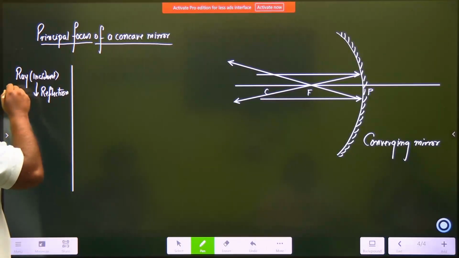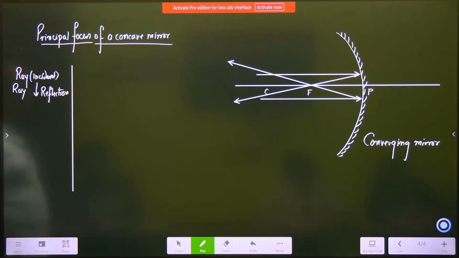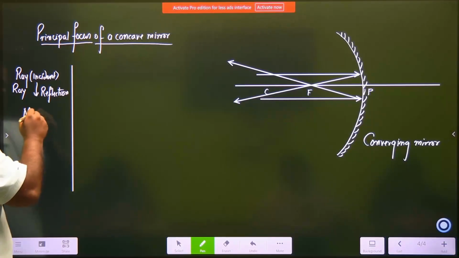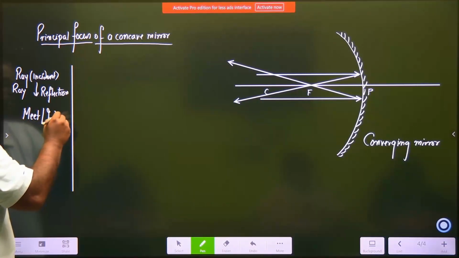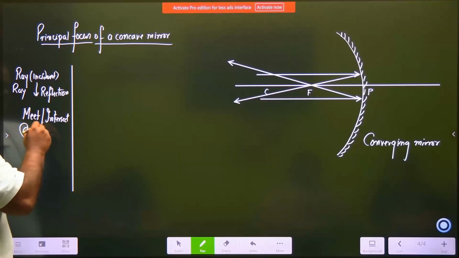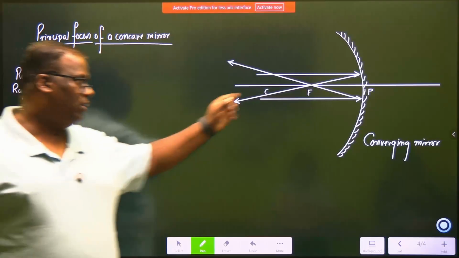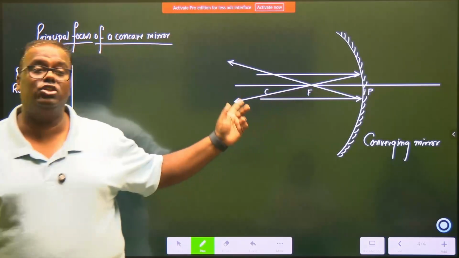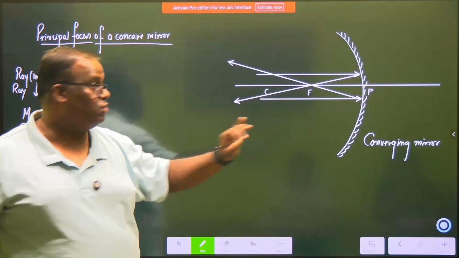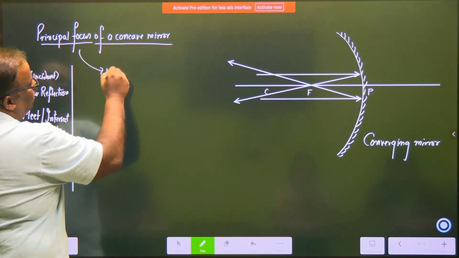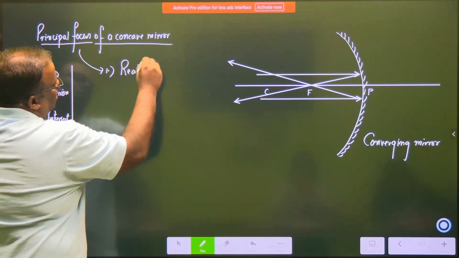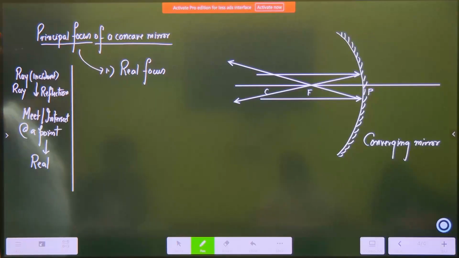So it is not one ray. I have another ray, or a collection of many rays, which are incident rays. They undergo reflection and then they meet, or I use the word intersect, at a point. Whenever they meet or intersect at a point, such a point will be known as a real point. So if you look at this focus, the two reflected rays have actually intersected at this place. That's why the principal focus of a concave mirror will be known as a real focus. Is this clear? It is known as a real focus.